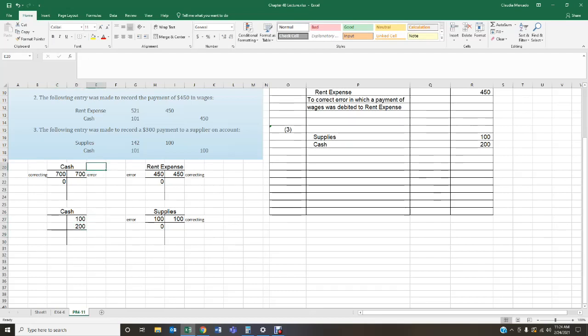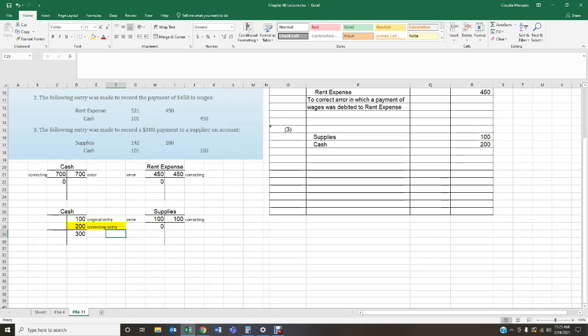That way I have a total credit of $300 posted to my cash account. So this is the original entry. This is the correcting entry. The original entry was done for the incorrect amount of $100. I'm going to do a correcting entry for $200, and that's going to bring my entry to my correct amount of $300. So this is my correcting entry, cash is going to be credited $200.